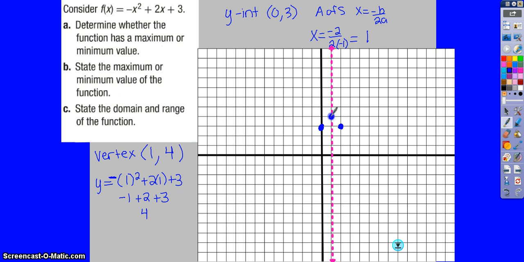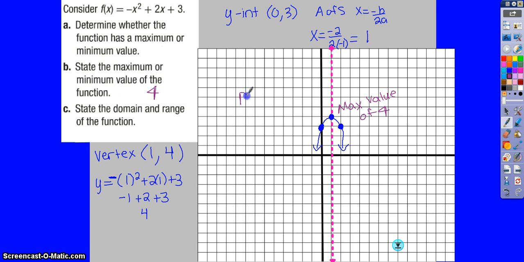And so notice this parabola opens downward. A couple of things I want to look at real quick. Determine whether it has a maximum or a minimum value. This is the highest point, so we have a maximum value of 4. Again, if we're talking about the value, it is the y value of the vertex.